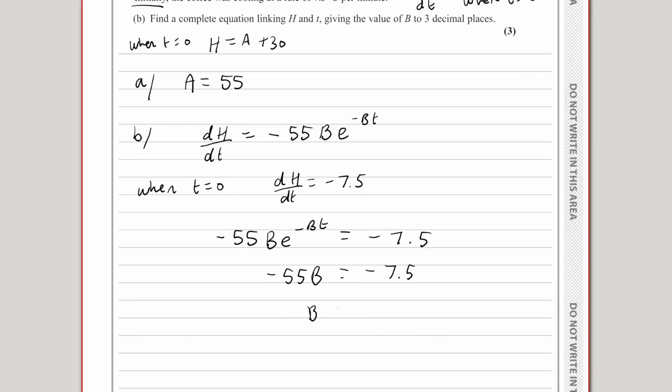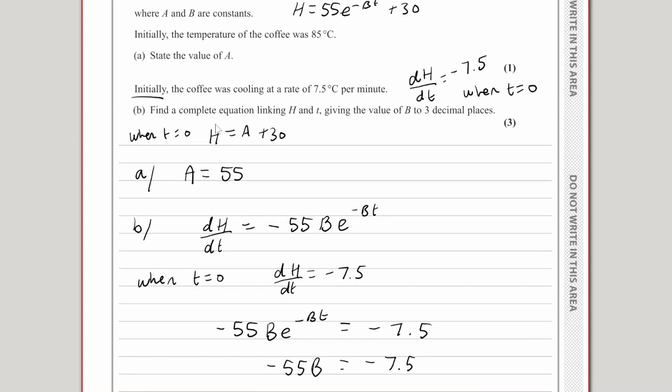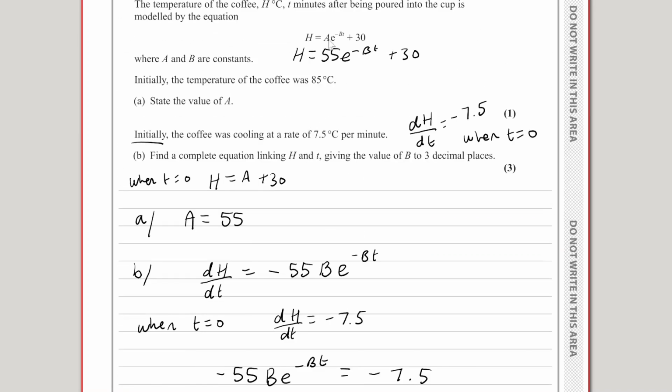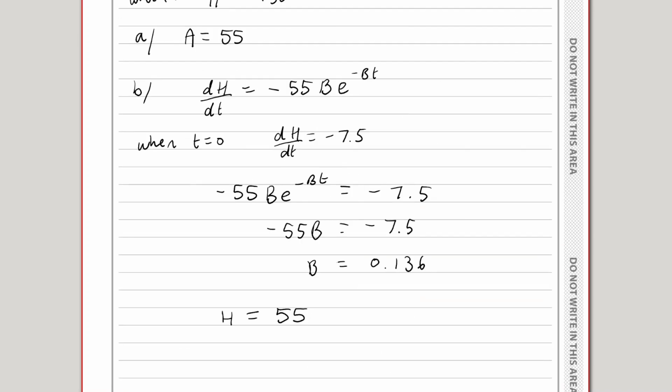So B is 0.136. So find the complete equation linking H and T. So H equals 55 E to the power of minus BT plus 30.